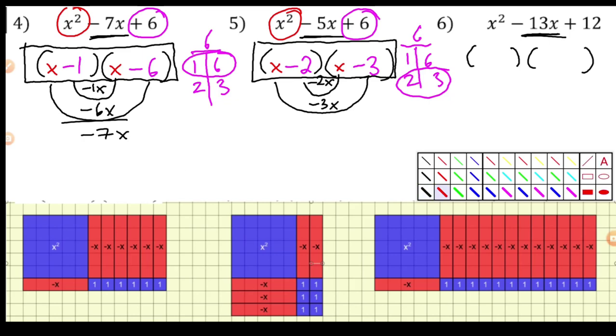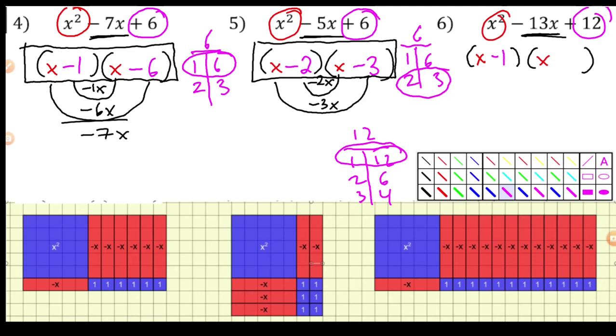All right, last one. X squared. X times x. 12. What are my factors of 12? Let me write those down real quick. Factors of 12: 1 times 12, 2 times 6, 3 times 4. Okay. And the sum needs to be negative 13x. It looks like I should use the 1 and the 12. Yeah, that makes sense. Negative 1 and negative 12.